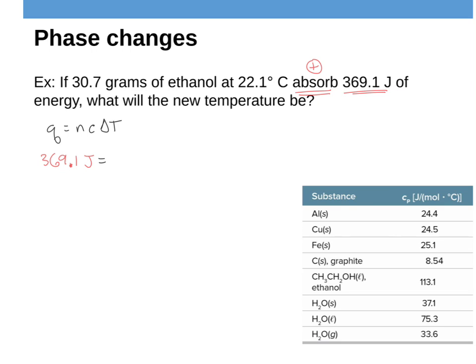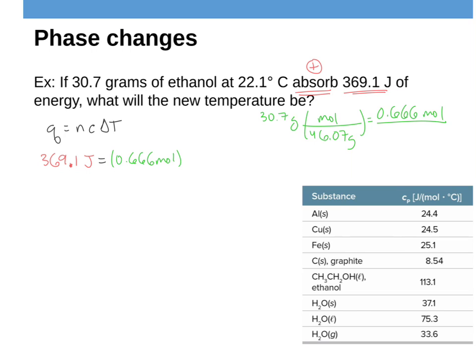And then I need to start filling things out. N, what is N? Well, I've got to convert my 30.7 grams of ethanol, not water. Ethanol's molar mass, you probably could have just Googled this, since you probably don't know off the top of your head what ethanol is. That's totally fine. But that ends up being 0.666 moles, so that's what this N is going to be.